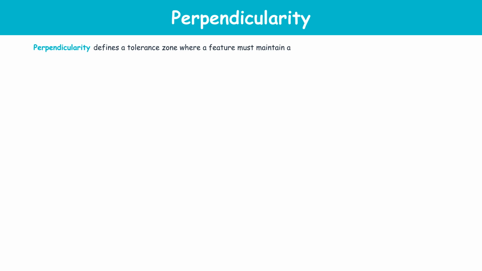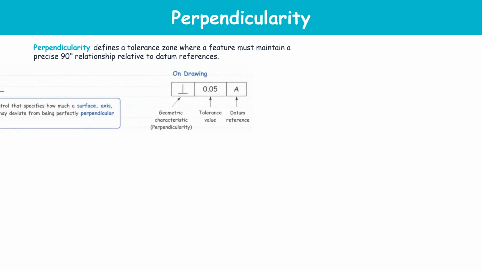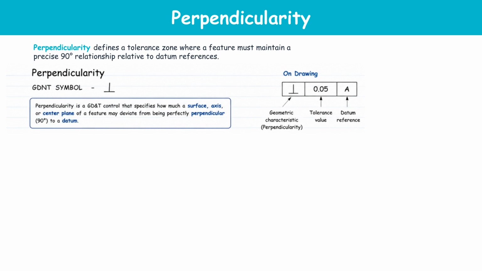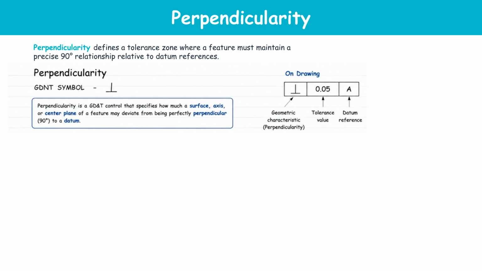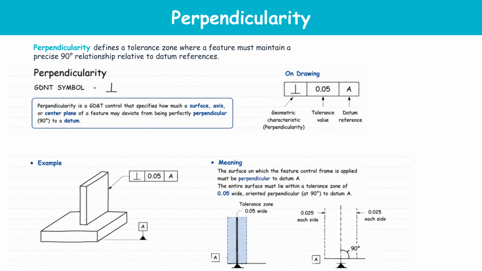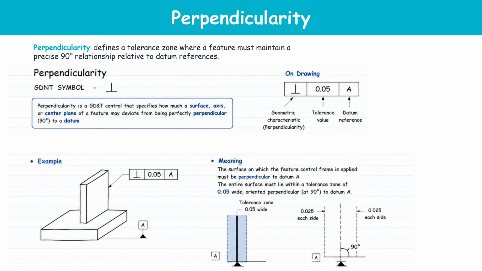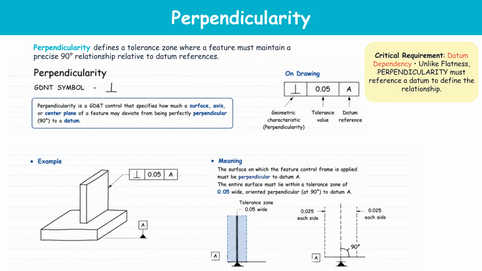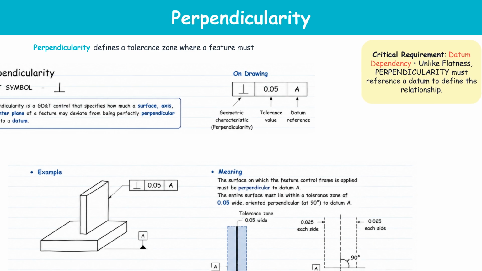Perpendicularity controls a 90-degree relationship. For example, a vertical wall may need to remain exactly perpendicular to a base surface. The feature must stay within a tolerance zone oriented at 90 degrees to the datum. This control is commonly used in brackets, housings, and mounting features. Again, a datum reference is mandatory.